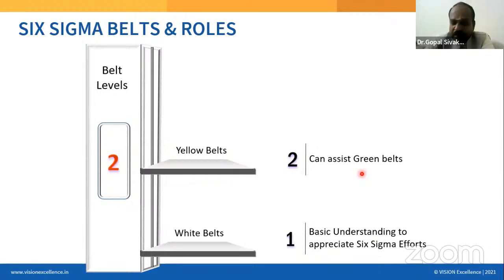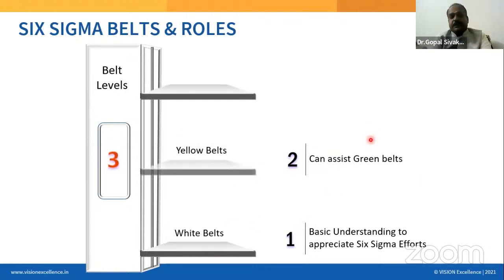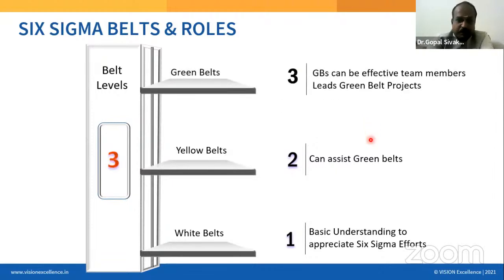In the same way, yellow belts can work in a Six Sigma project, but they must be assisted or guided by the green belts, and you can work according to the instructions given by the green belts. If you want to be an effective team member, or a project leader, then you must consider graduating to green belt, which is a 4 days training program. With us, it is a 4 days, 2 weekend online training program, which will make you an effective team member and also a leader for a green belt project.